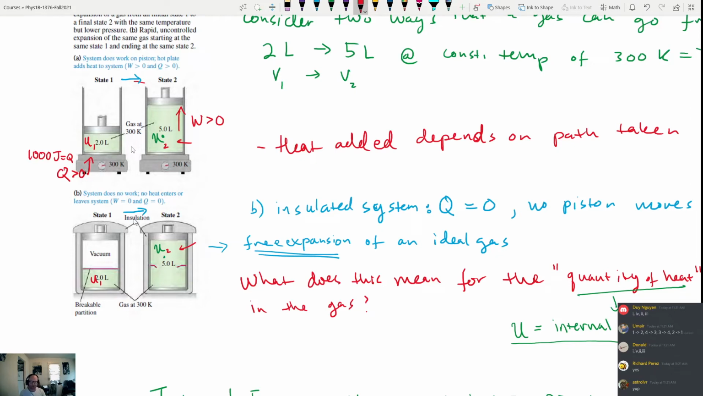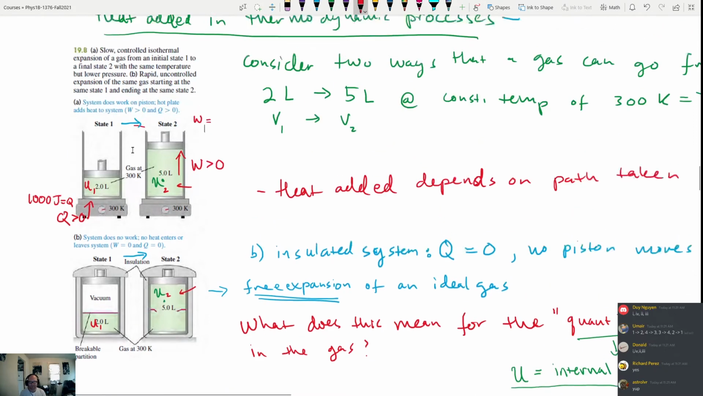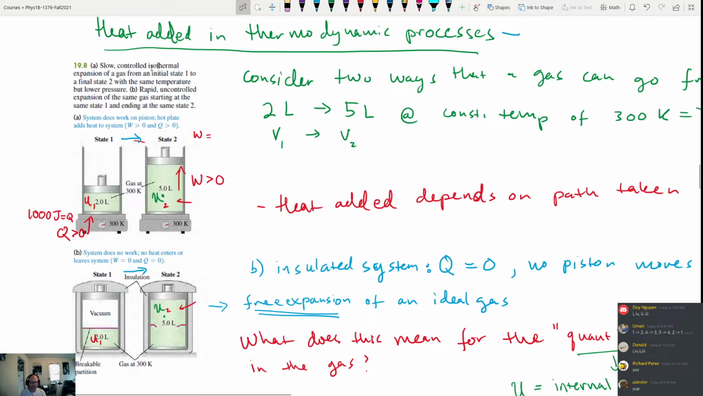Work done was positive and Q was positive, right? So one possibility is that because we did this process so incredibly slowly, remember, if you read what it says carefully, slow, controlled isothermal expansion of a gas from an initial state 1 to a final state 2, then it's possible that work is equal to Q in this case.